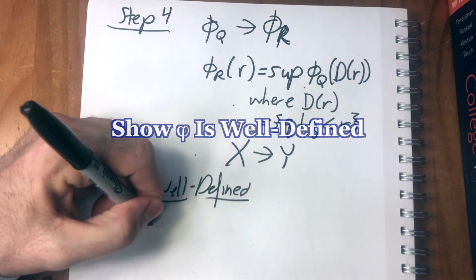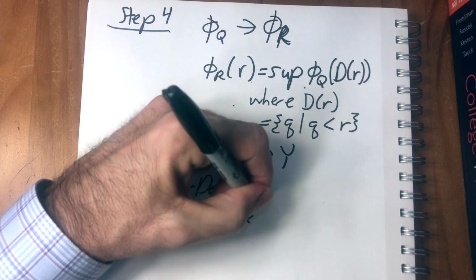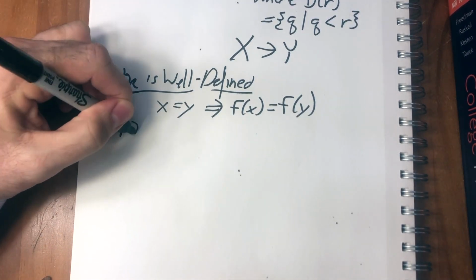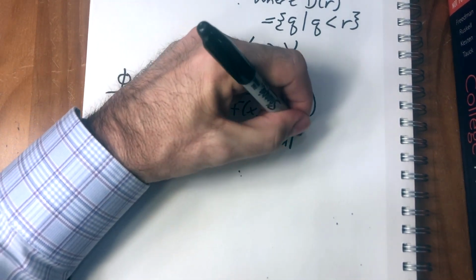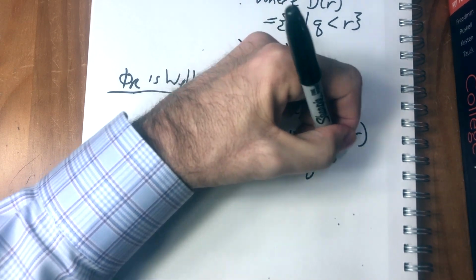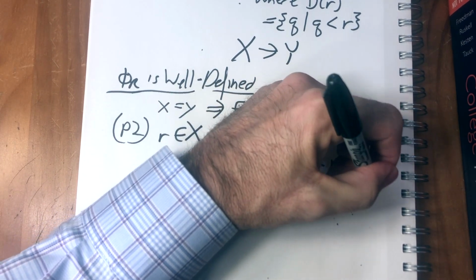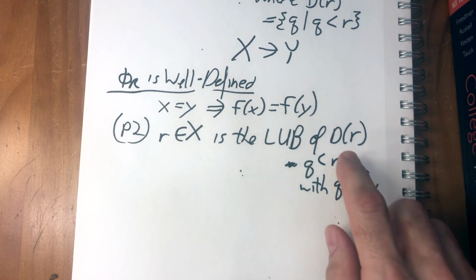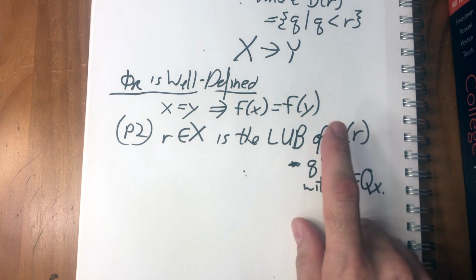And well-defined means that x equals y implies that f of x equals f of y. So we showed last time with P2 that r, an element of x, is the least upper bound of dr, which is the set of all q less than r, with q an element of the rationals. So dr is the set of all rationals less than r. And we showed last time that in that case, r is the least upper bound of that set.